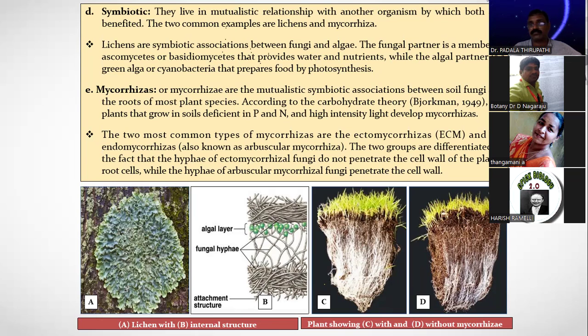Here it is mycorrhiza. Mycorrhiza is different from PGPR. Myco means fungi, rhiza means roots. Fungi associated with the roots, that is mycorrhizae. Again, mycorrhiza, I told you just 10-15 minutes back, has 7 types: ecto, endo, ectendo, ericoid, and others. Which type of mycorrhiza is very popular?